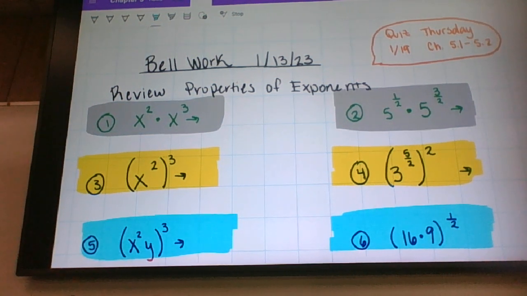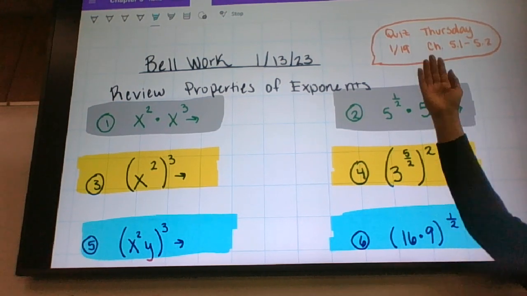I have a lot to go over. We have two assignments. I'm going to give you credit for today, for Tuesday's assignment and then Wednesday's assignment. So that's two things I need to do.